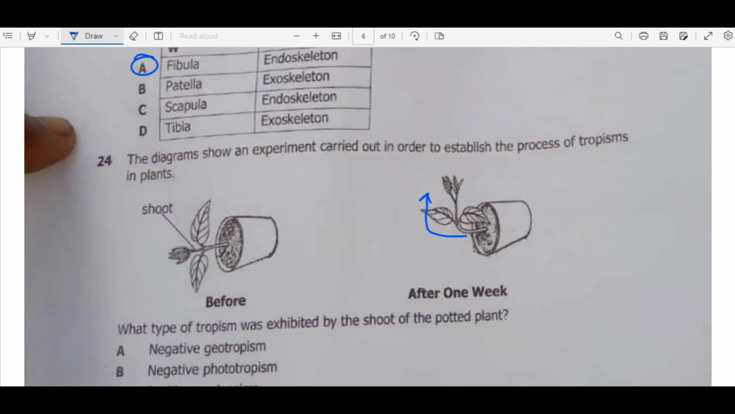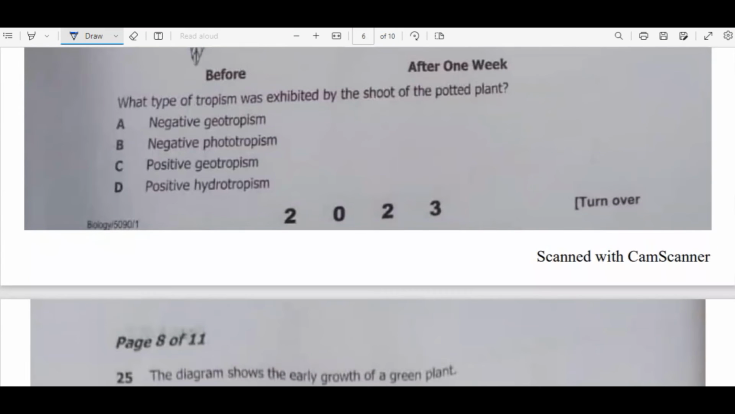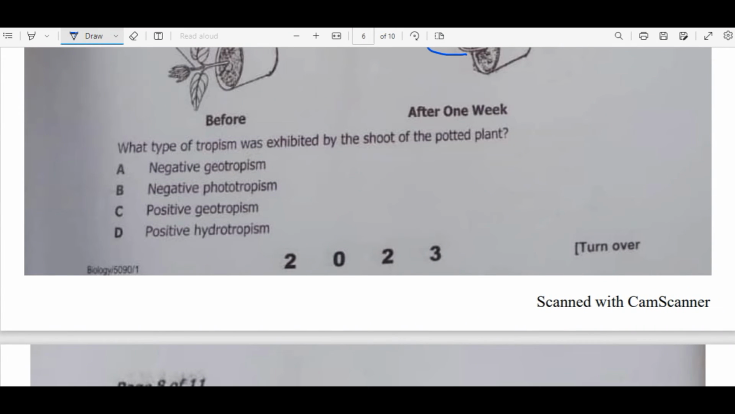Now the diagram shows an experiment carried out in order to establish the process of tropism in plant. So what type of tropism was exhibited by the shoot of the potted plant? So you find that we have number 1, it can be moving towards light, or it can be moving towards gravity. So in this case, the answers given here, we have negative geotropism, meaning that it is not moving towards the ground, because geo means earth, and tropism means response. And then so meaning that negative, it is not going towards the gravity, the gravitational force.